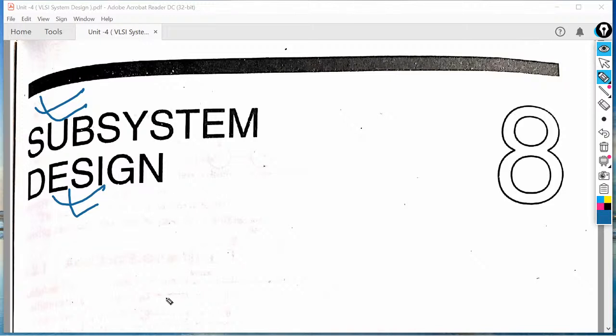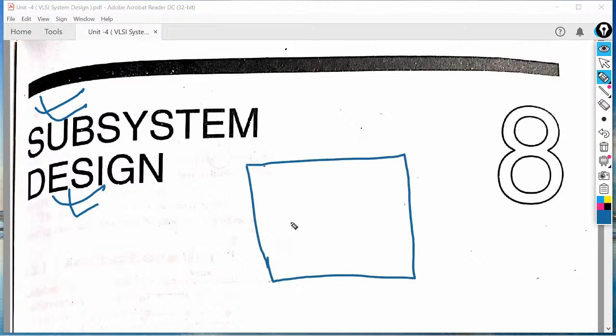We discuss this topic from the designer's point of view. Suppose I am a designer and I want to design a system for some third party. First I divide my system into various subparts. The subpart of any system is known as a subsystem.